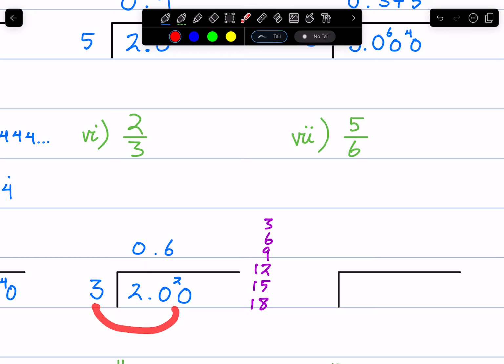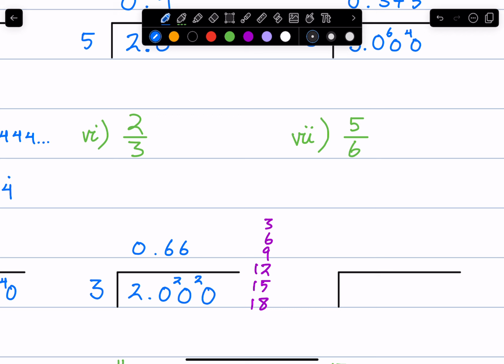And as you can see, it repeats once again, because 3 into 20 is once again 6 with a remainder of 2. And it's the same problem as before. So since this digit, or this decimal of 6, repeats forever, we simply write this as 0.6 with a dot on top, indicating that this 6 is recurring infinitely. Okay, so let's move to the next example.